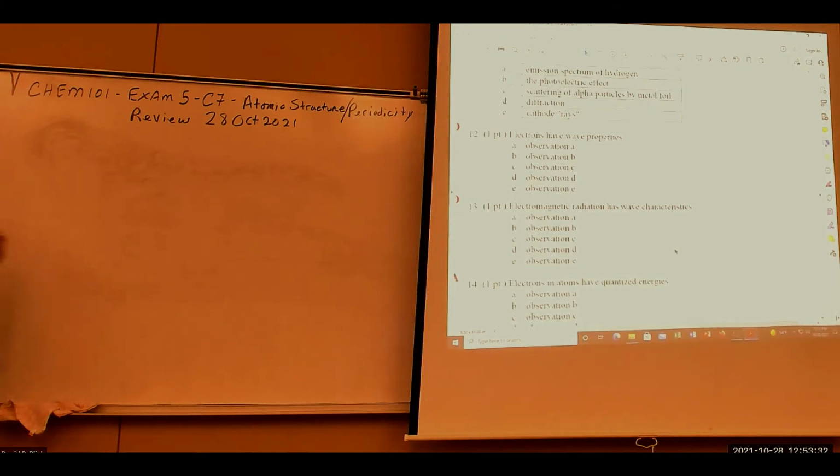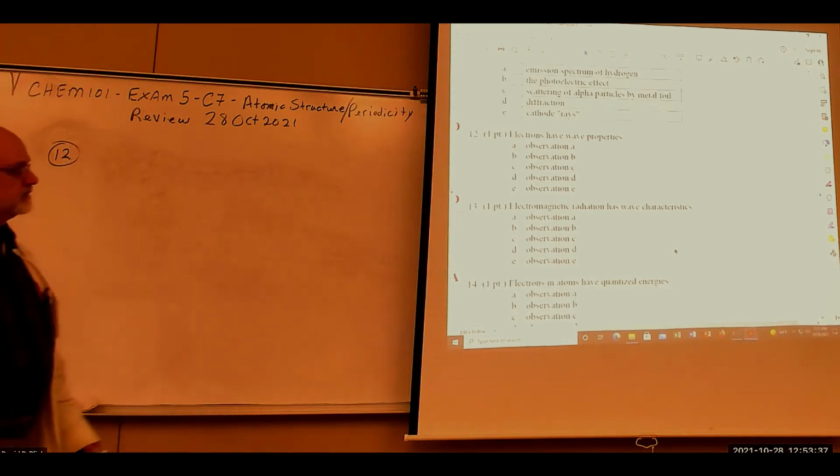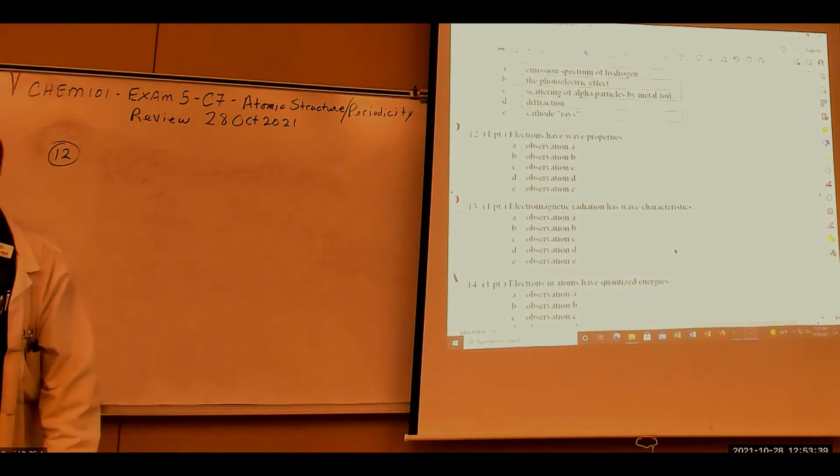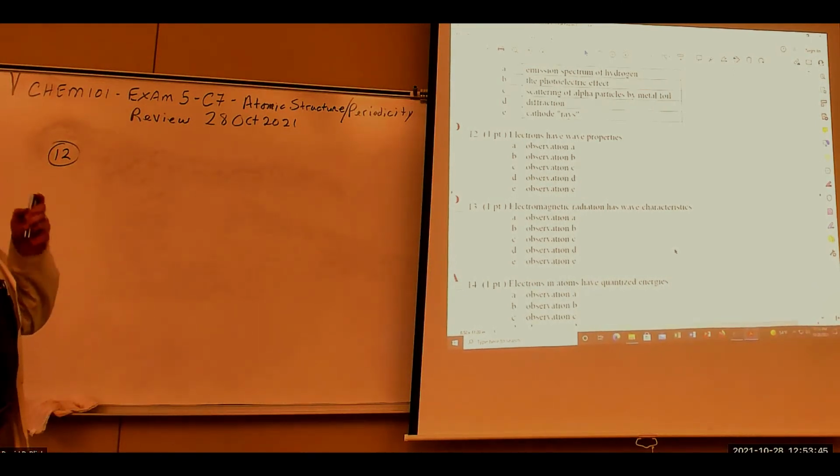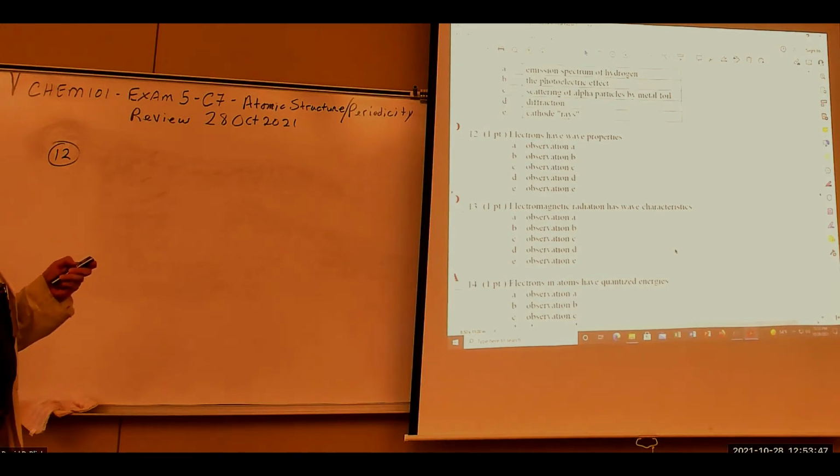So for 12, electrons have wave properties. How do we know that? We know electrons have wave properties because they exhibit what? Diffraction. In fact, that's the only one in here that relates to waves, diffraction. The rest of them are particles.